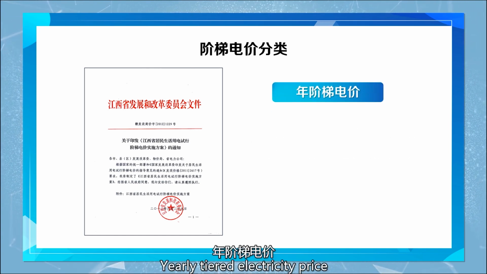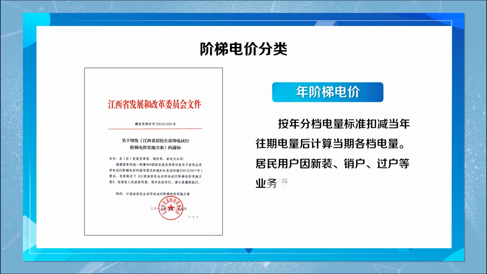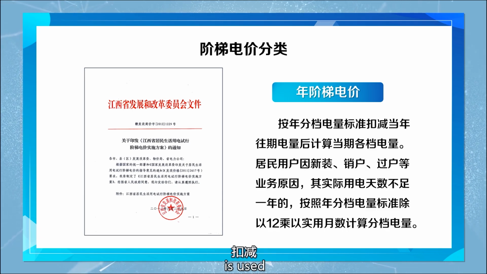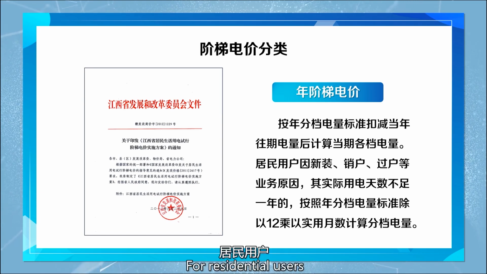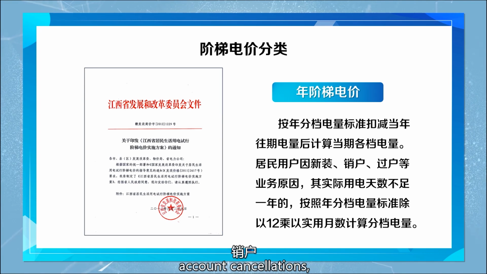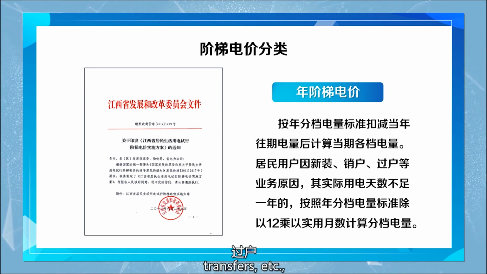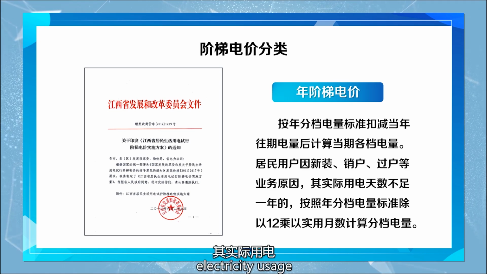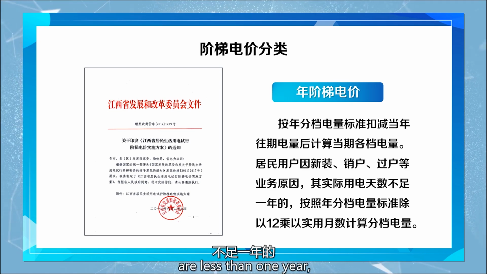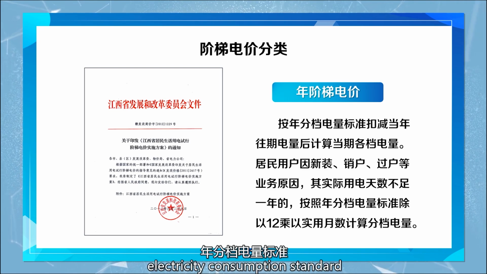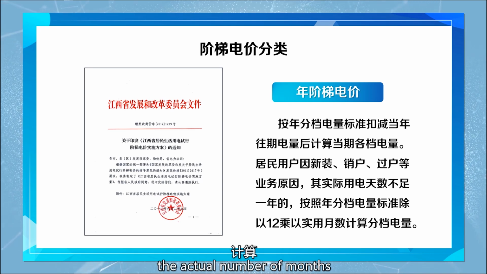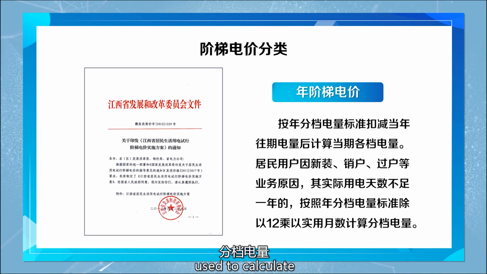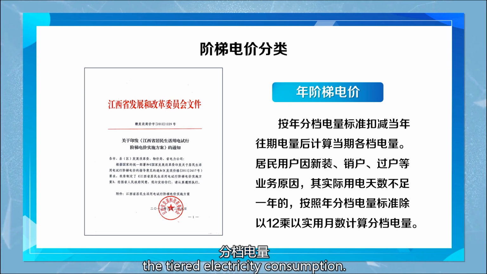Yearly tiered electricity price. The annual tiered electricity consumption standard is used, and the electricity consumption of the previous periods of the current year is counted for residential users who have new installations, account cancellations, transfers, etc. If the actual electricity usage days are less than 1 year, the annual tiered electricity consumption standard is divided by 12 and then multiplied by the actual number of months used to calculate the tiered electricity consumption.